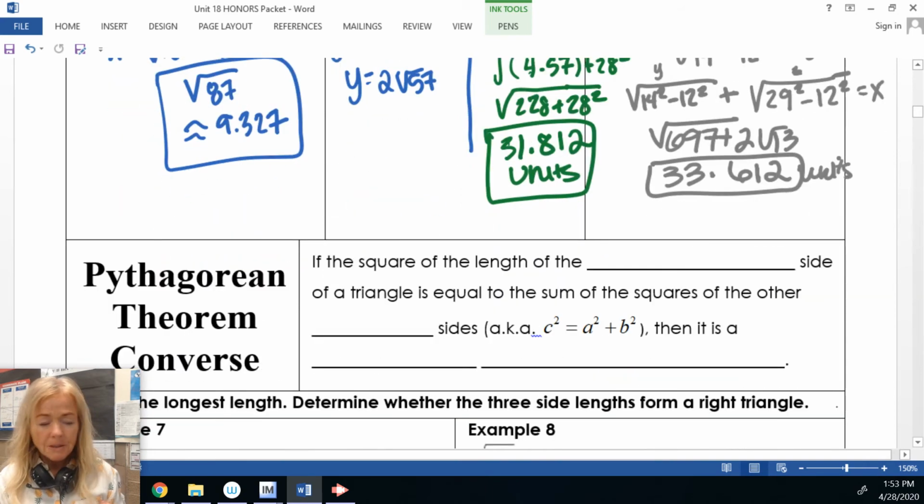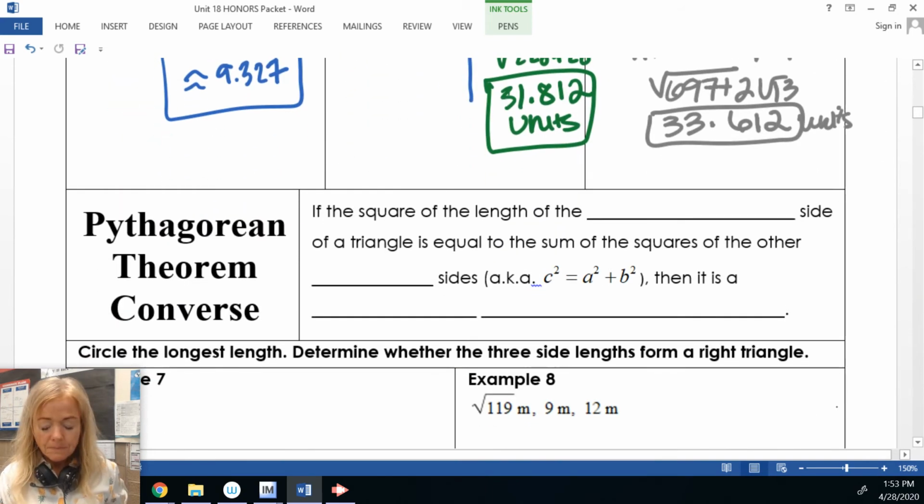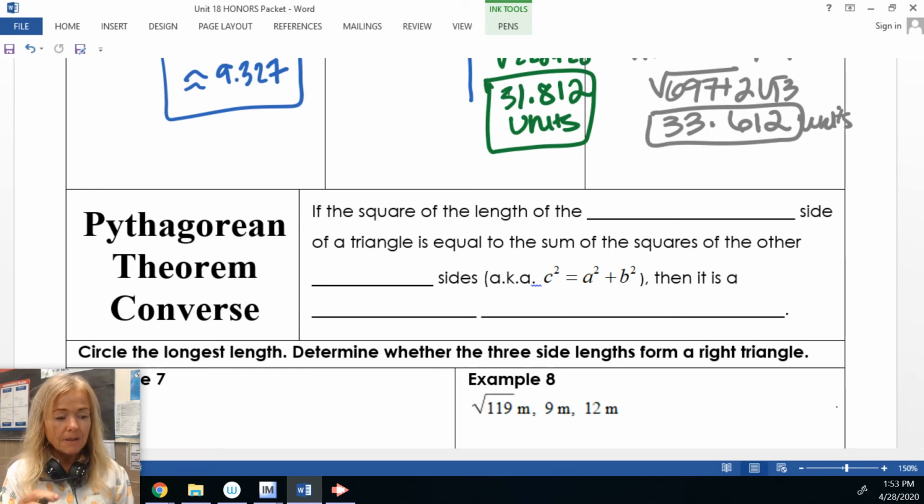Now, we have a converse theorem. The Pythagorean converse theorem. Remember, the converse theorem switches the hypothesis with the conclusion. I don't know if you remember that. If it is a cow, then it will move. The converse would be, if it moves, then it is a cow.